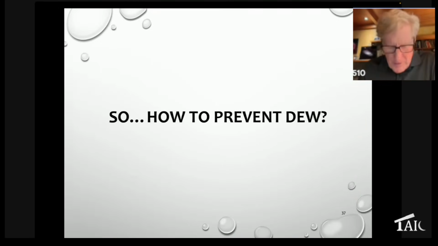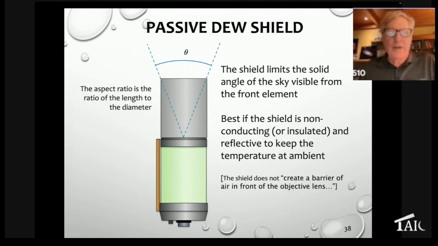So let's flip over. We're about halfway through. We can talk about how to prevent dew, and this is some fun stuff. We can look at some things that work, and we'll start off with one of my favorites, which is a passive dew shield. A dew shield limits the solid angle view of the sky from the front element. It's best if you use just a standard shield, if it's non-conducting or insulated, and it's reflective, to keep the temperature at the ambient temperature.